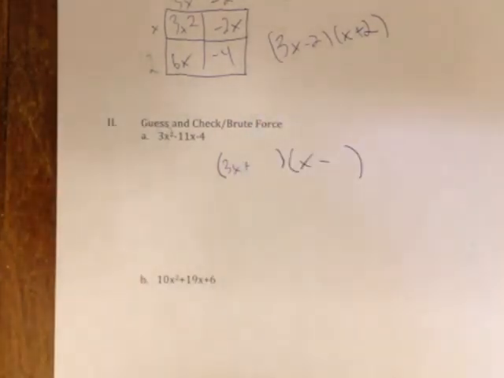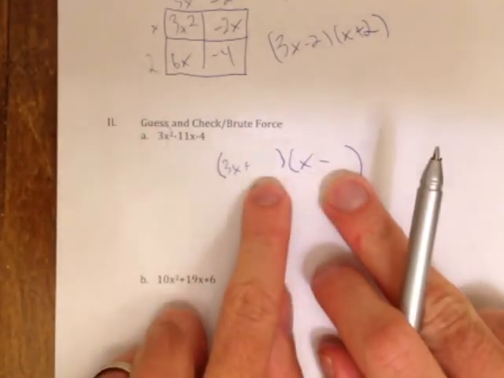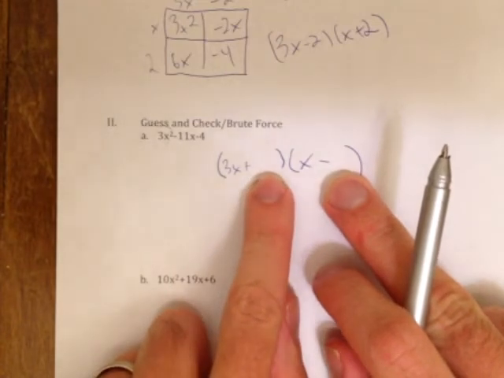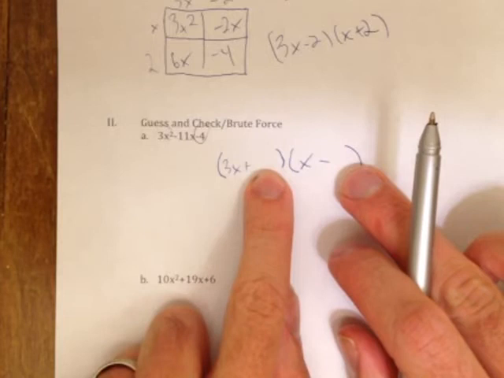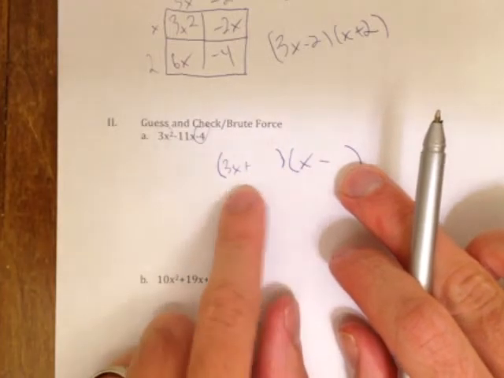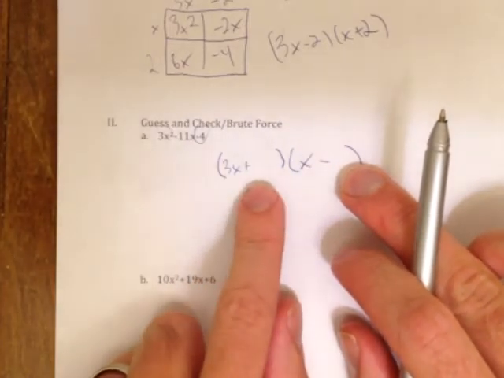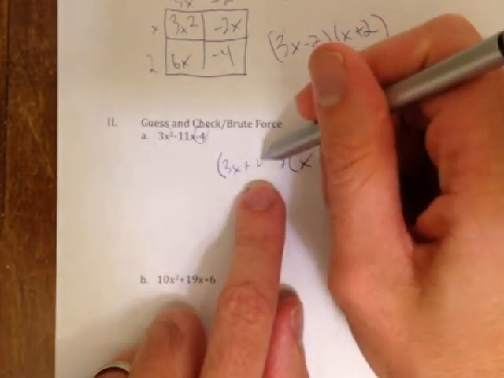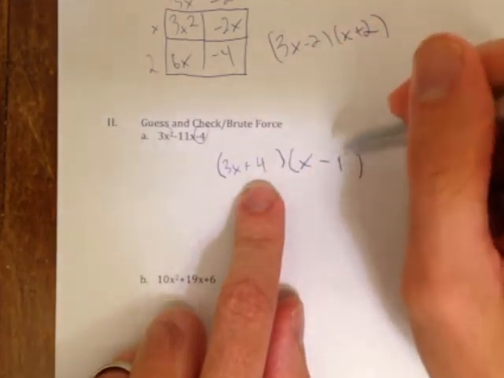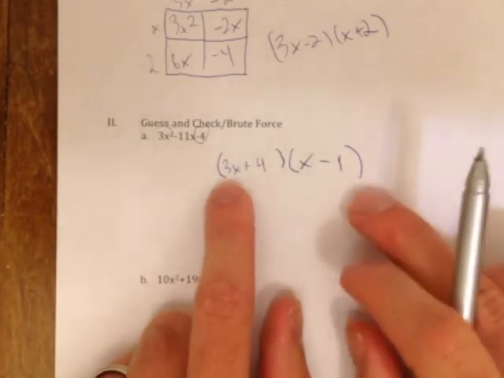Now what you're going to do is you're just going to start trying numbers here. And those two numbers need to multiply to -4 because they are going to create the last number. And then all you have to do is just kind of mentally check that middle coefficient. So here's how this works. I put a 4 here, I put a 1 here. Okay? And now I check.